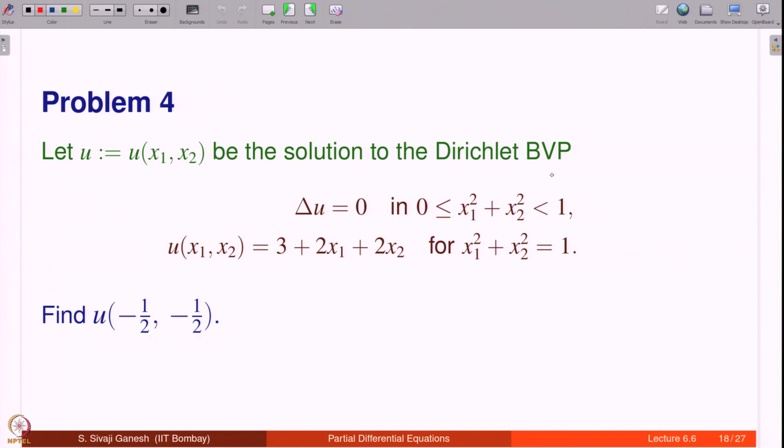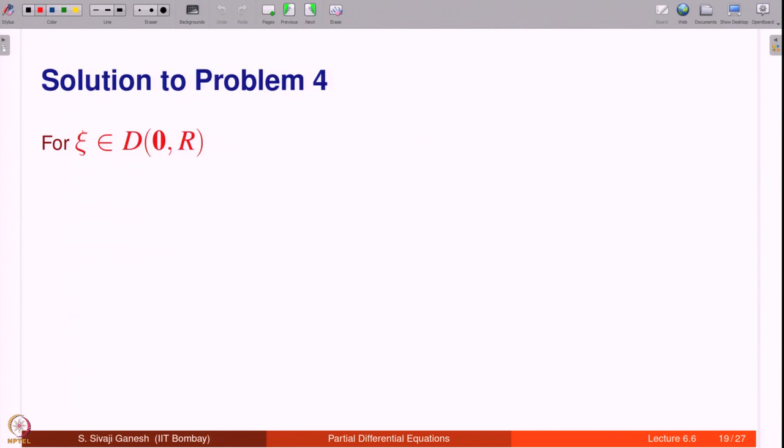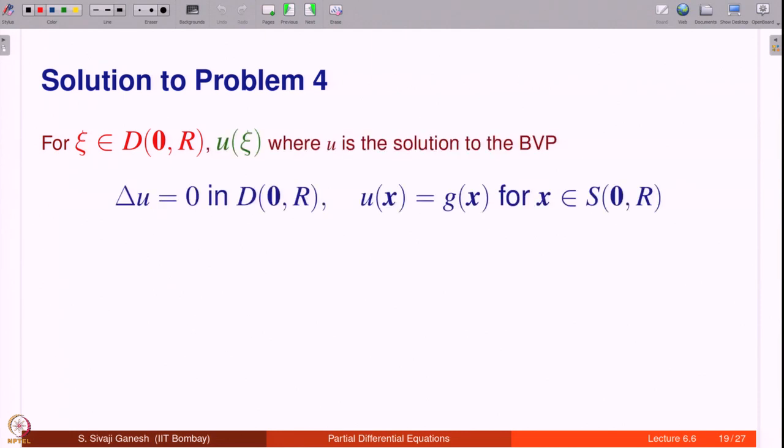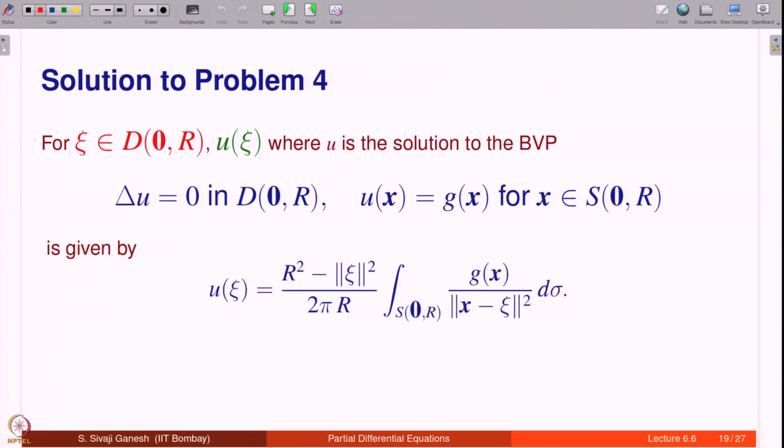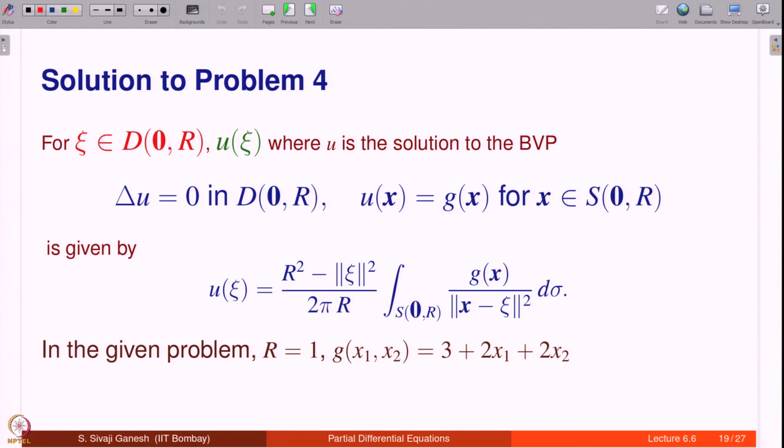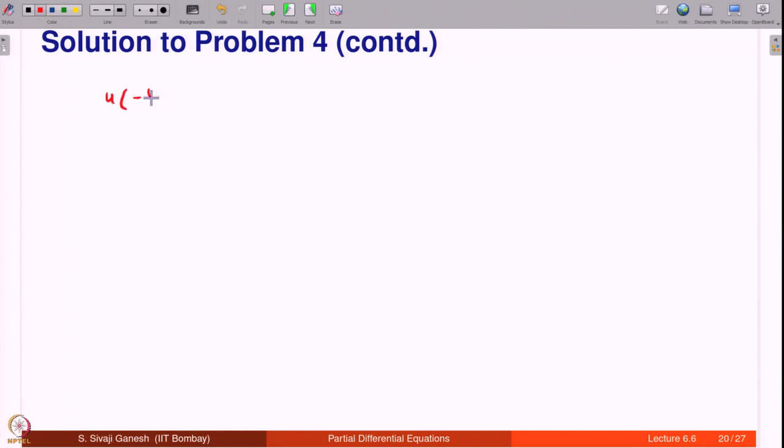Another option is to use Poisson's formula. Indeed, we are going to do that. For xi in the disk D(0, r), u of xi, where u is a solution to the boundary value problem, Laplacian u equal to 0 in the disk and u equal to g on the boundary, is given by Poisson's formula: u of xi equal to (r² minus norm xi²)/(2 pi r) times the integral over the circle of g(x)/norm(x minus xi)² d sigma. In the given problem, r equal to 1, g equal to 3 plus 2x1 plus 2x2 and xi equal to minus half comma minus half. So, u of minus half comma minus half equal to, because what is the norm of minus half comma minus half?